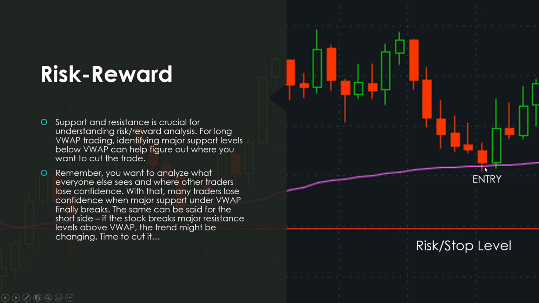If you buy the stock right here and the stock starts to pull back and breaks under this major support level, what happens? Traders are simply going to lose confidence, and what happens when traders lose confidence? They sell. And when you get a lot of sales coming in, you get a lot of drops happening. And so an important understanding of VWAP is what everybody else sees, where everybody else loses confidence in that current trend, and then capitalizing on it.